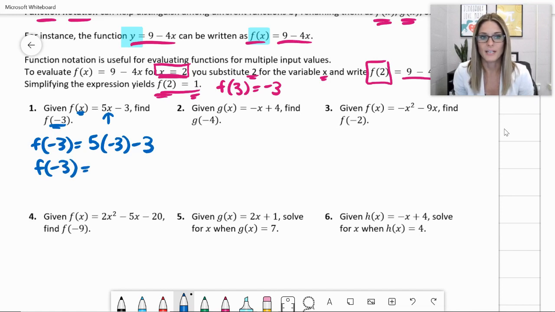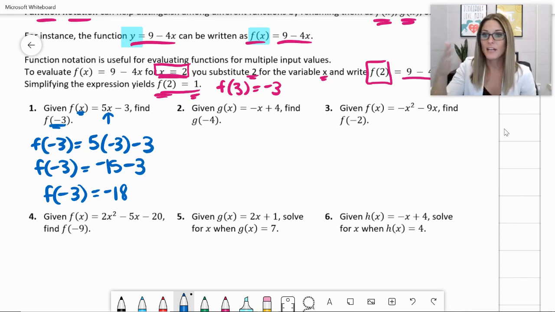5 times negative 3 is negative 15. Minus 3 gives me negative 18. So f of negative 3 equals negative 18. When I plugged in negative 3, the function equals negative 18. That's function notation. Number 2, given g of x, works the same way, it's just named a different letter.